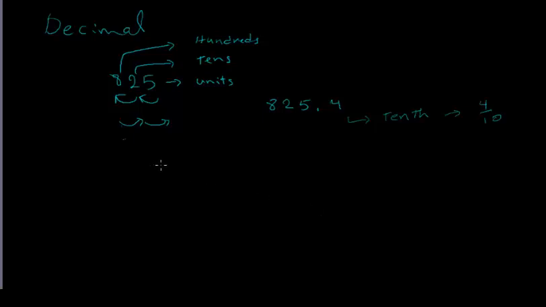Here's an example. 158.45. The decimal point separates the whole number from the smaller number, which is smaller than 1. So our decimal system lets us write numbers as large or as small as we want by using the decimal point.